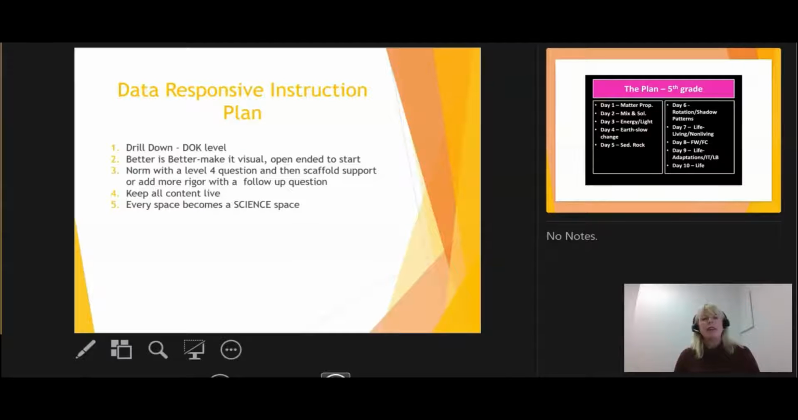Maybe it's figuring out, is this question a weather question or is it a climate question? There's a lot of TEKS that are tested once or sometimes not tested at all that we can do in a simple review as we are transitioning about our day. So don't forget about every space is a science space.